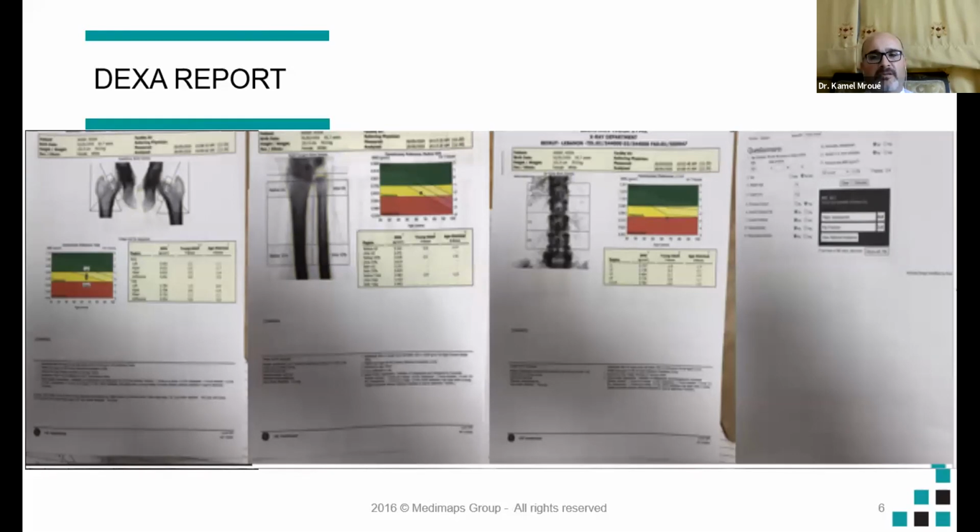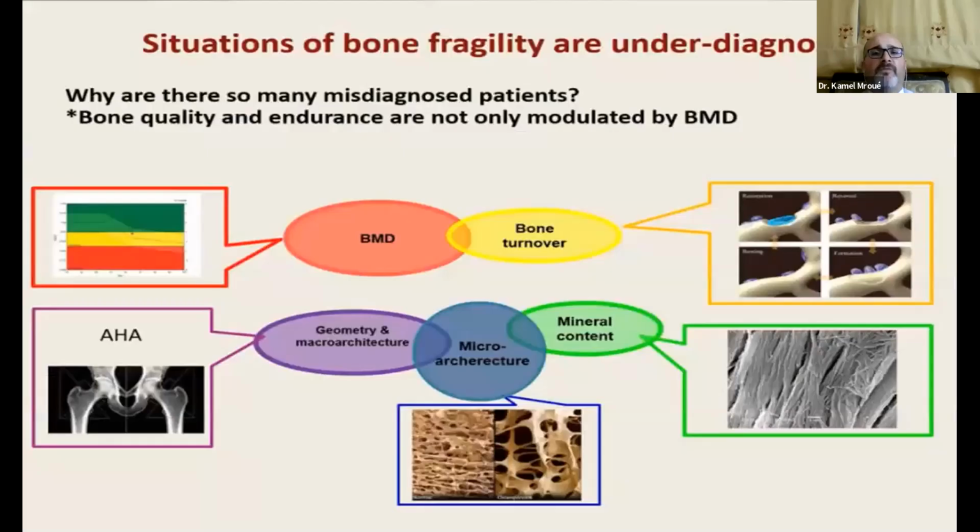And this treatment threshold is different between countries, okay? Depending on their economic status, depending on the risk of hip fractures in that country. But as you well know, bone fragility is not only translated by bone density or how much bone we have. We have other factors that are related to this issue.